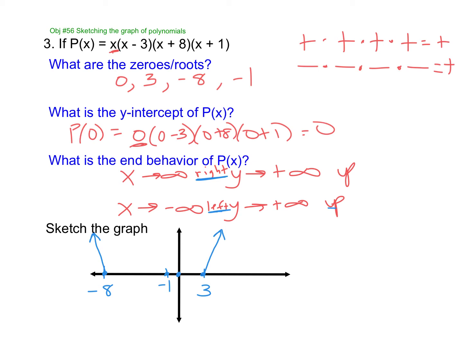Make sure you go through your zeros, or your roots. So I'm going down, and then it has to come back up to -1, and goes up, back down, and that's my graph. Now, what do you notice about the curves?